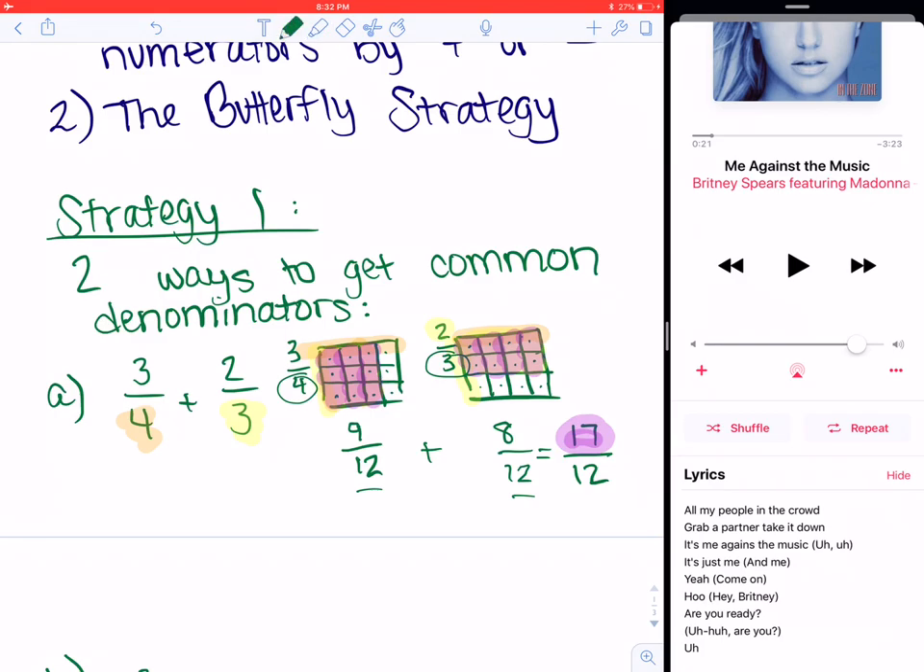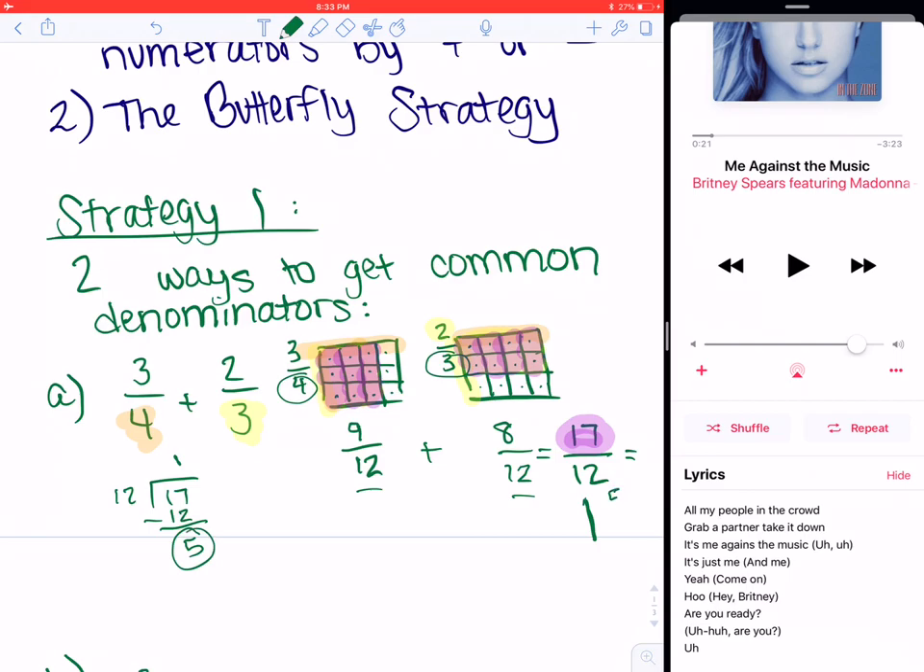But I can't leave my answer in an improper fraction. So I need to figure out how many whole groups this made. So I'm going to use division, and I'm going to say how many times does 12 divide into 17? It divides 1 whole time, so this is going to equal 1 whole number. 1 times 12 is 12. Subtract, I get 5.